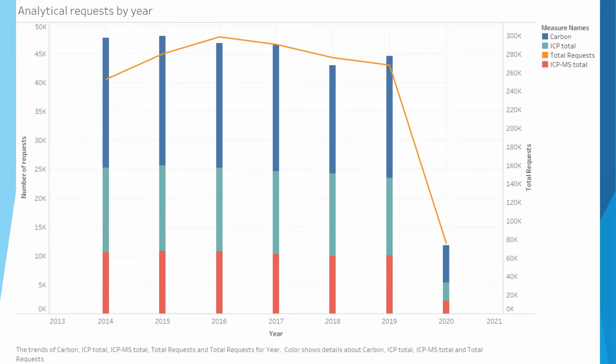So over the past 5 or 6 years, here's a graph of sample requests. The red is ICP-MS requests, the green is the ICP-OES requests, and the blue are carbon. And then the orange line is the total number of requests at the lab. And so you can see that they follow a similar pattern.